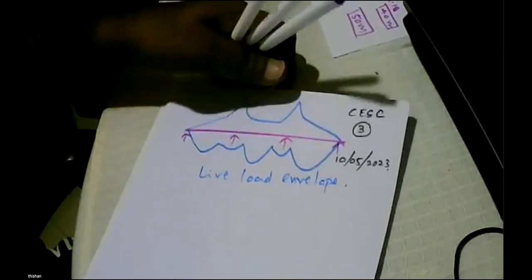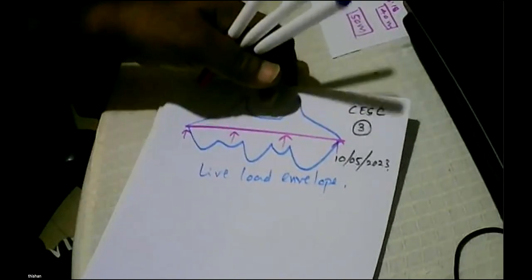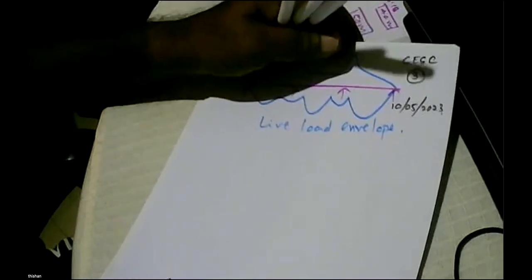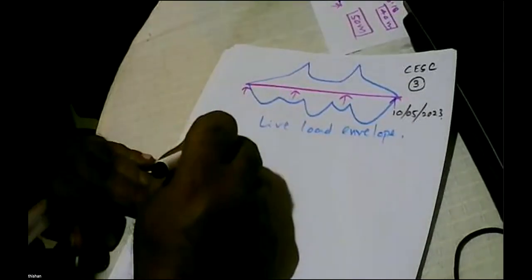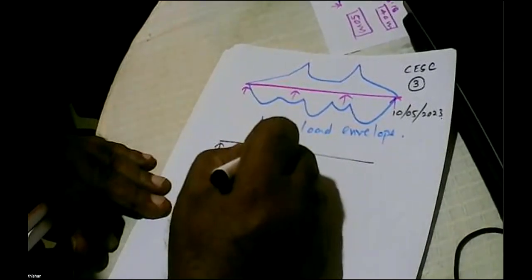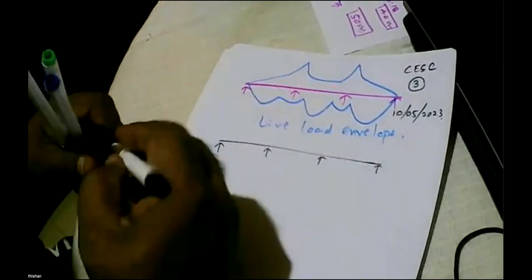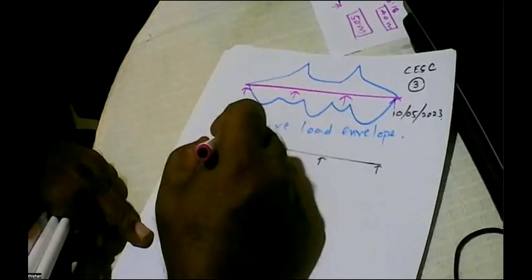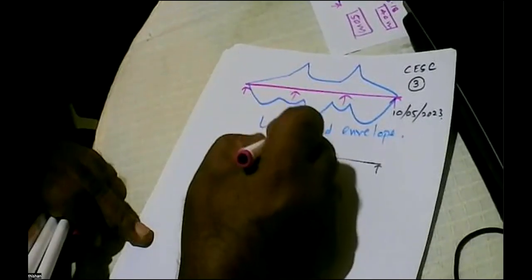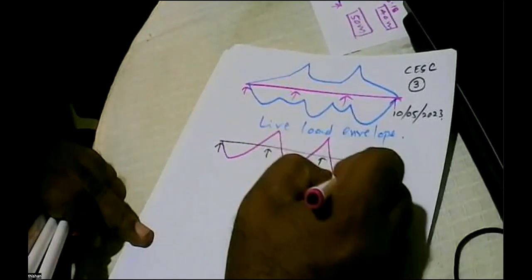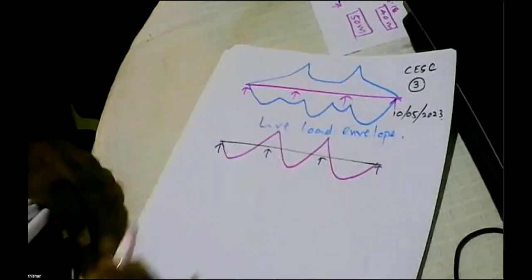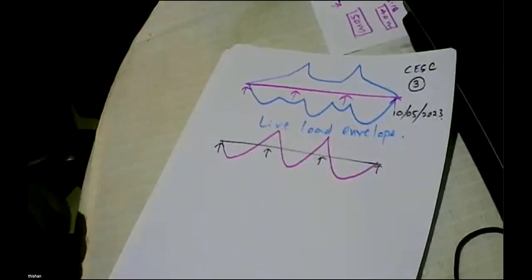Now we'll forget about all this superimposed load just for clarity. And now we have two loading conditions. One is, let's assume we have a superimposed load, dead load all put together. So we have one dead load, right? So that will take a shape like this. And then on top of that, we have to superimpose.